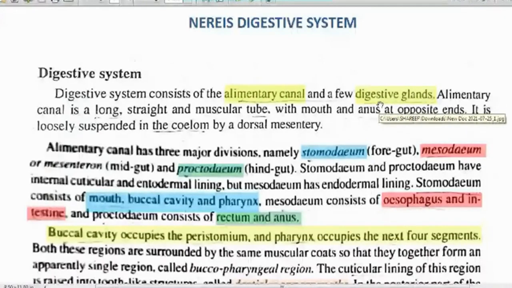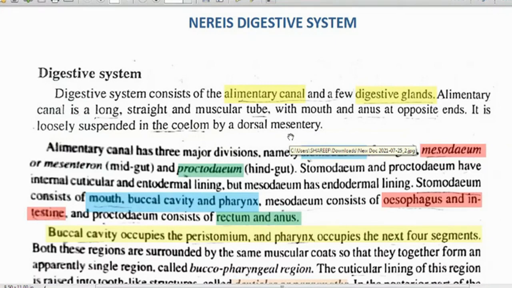When we analyze the alimentary canal of Nereis, it's a long, straight and muscular tube with mouth and anus at opposite ends. It's a complete alimentary canal with two openings. At the anterior side will be mouth, and posterior side there is anus. It is a long, straight, not coiled tube, just like in human beings. And it is loosely suspended in the coelom by the dorsal mesentery.